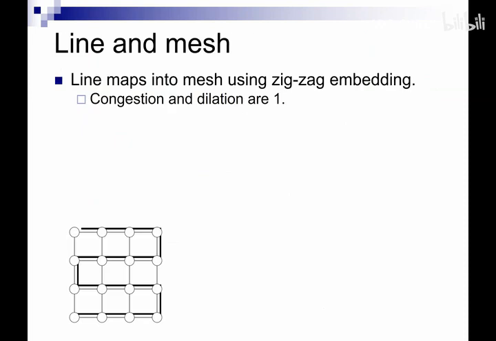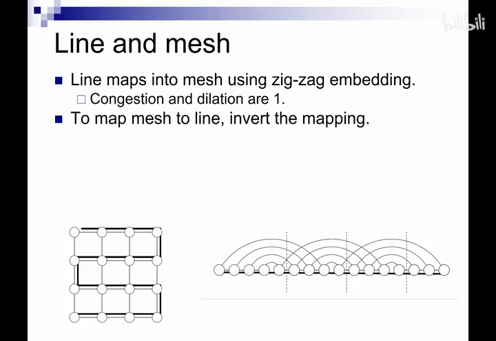Okay, so just a few more of these. So now let's consider mapping the line to the mesh. To do this, it's pretty easy. You just take this line and you map it in a zigzag pattern to the mesh. And you can see that the congestion and the dilation are both 1. Now what about the reverse mapping? What if you want to map a mesh to a line? So again, we're just going to reverse the mapping from the line to the mesh.